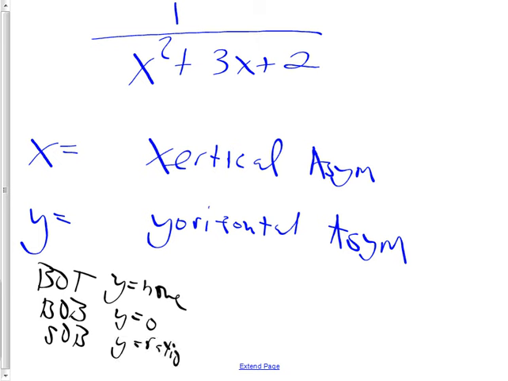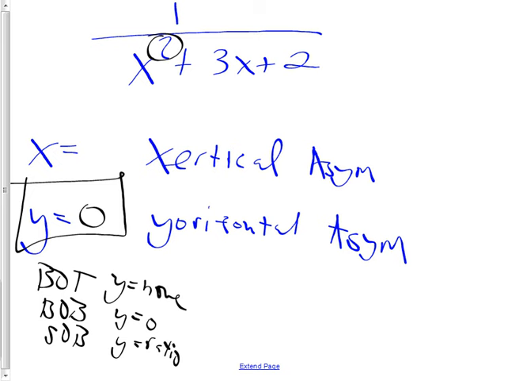So is this one bigger on top, bigger on bottom, or same on both? Bigger on the bottom because it's degree 2 on the bottom. So it's a bob, so it's y equals 0. This guy's asymptote would be at y equals 0. Done. Now how about the vertical asymptotes, the x ones?